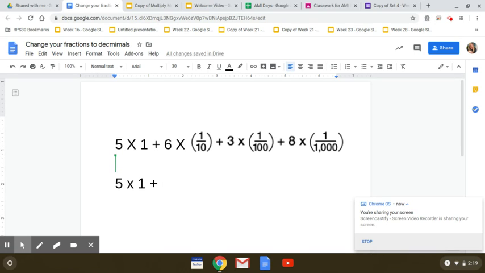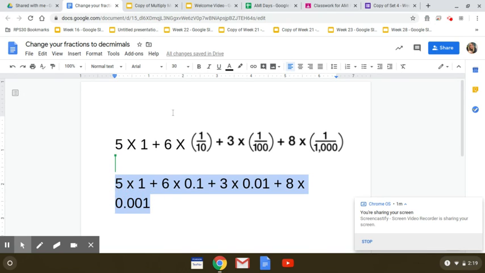So 6 times, we know to write 1/10 as a decimal, it would look like that, plus 3 times 1/100th as a decimal would look like this, plus 8 times 1/1000th, which would look like this. Let me make that a little bit smaller for us.